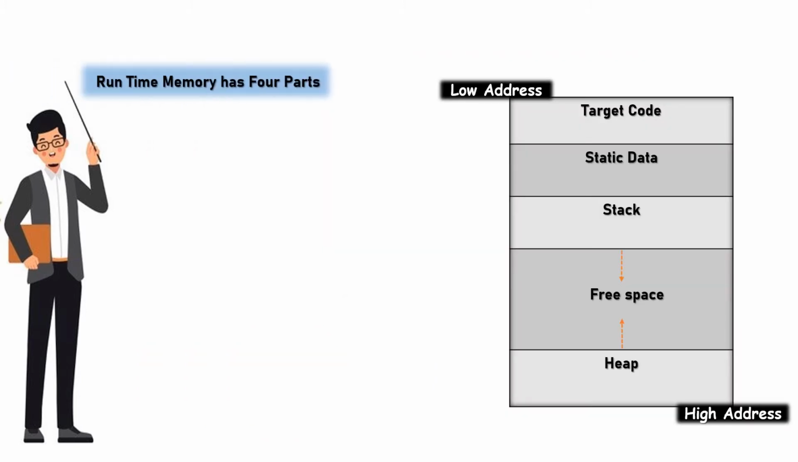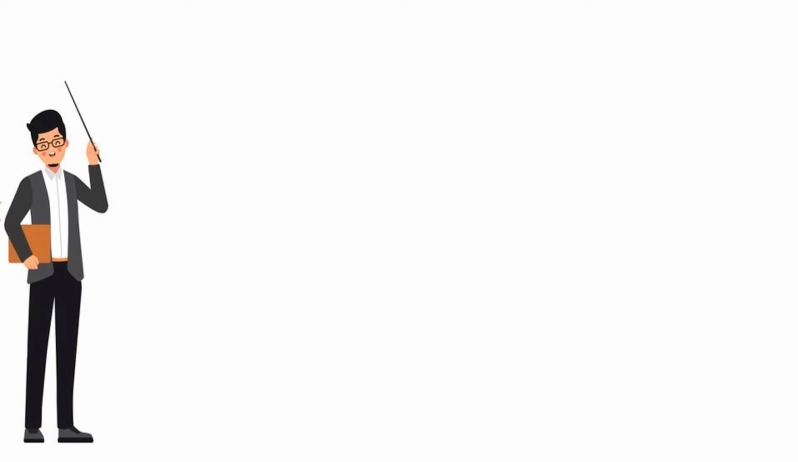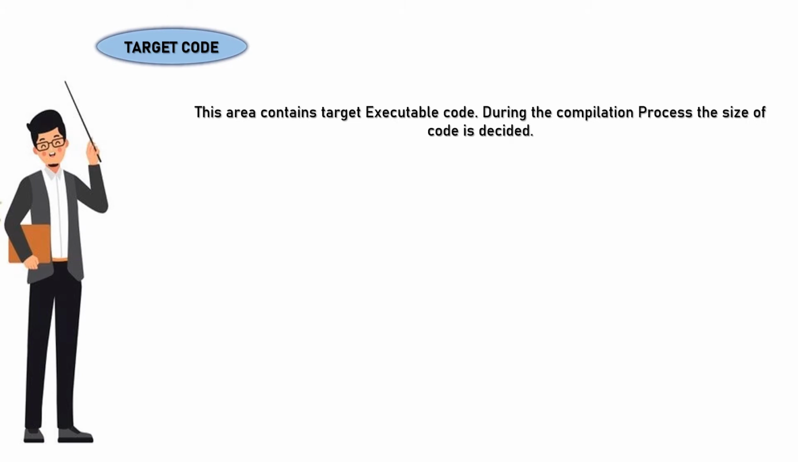The runtime memory has four parts. They are code, static data, stack, and heap. Using these four blocks, the data objects contained in the manipulated code are stored in this runtime memory. First, coming to the first block, that is target code. This area contains target executable code. During the compilation process, the size of the code is decided.